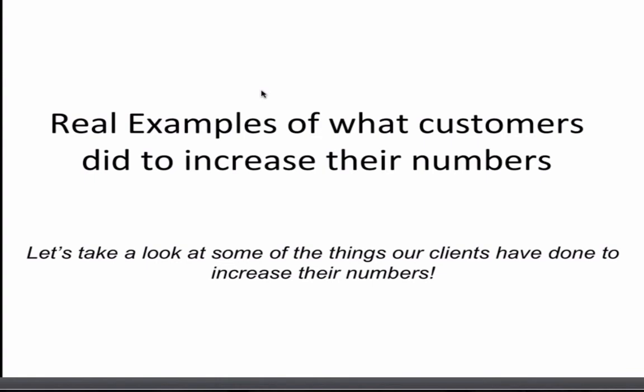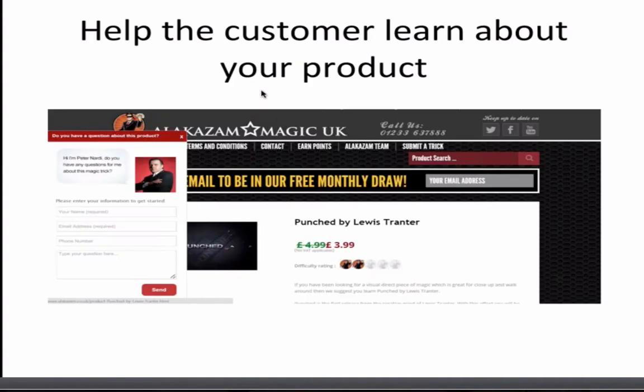All right, so here are some real examples of what customers did to increase their numbers, specifically for the QA widget. Here's one thing that's interesting. This customer is one of the biggest magic stores online in the UK. What we realized with him was that only when you go to a specific product page would we pop this open and show you a lightbox, after a timer. It says, hey, can I help you out with this? Do you have any questions about this specific magic trick?